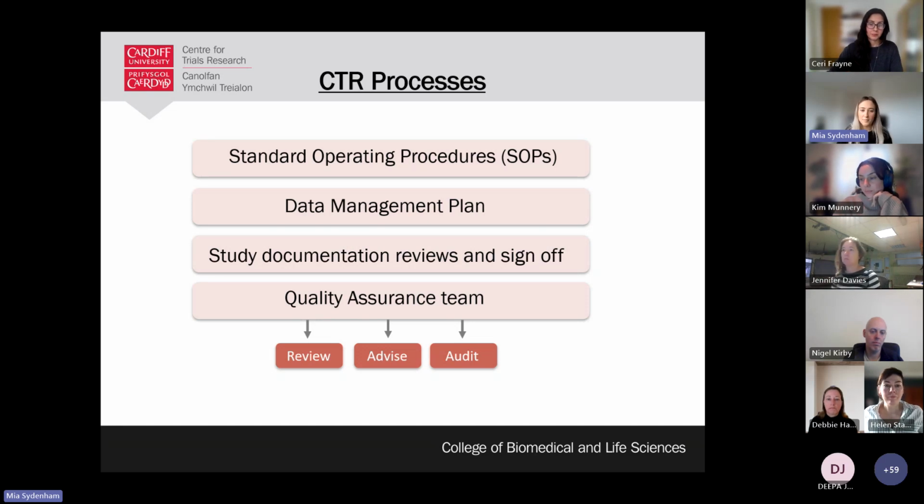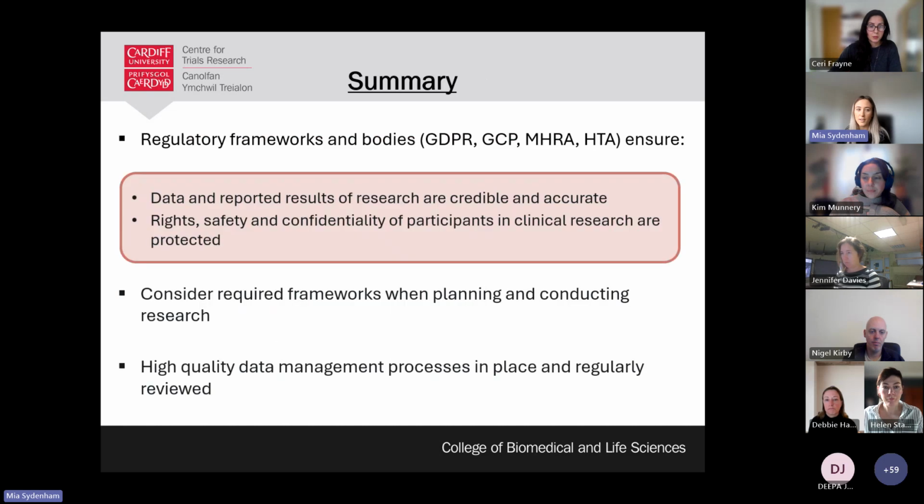And then lastly, as I just mentioned, we have a dedicated quality assurance team. So their job is particularly important in terms of making sure the work we're carrying out is adhering to the required regulations. So they mainly carry out reviews of our documents and processes, advise on regulatory issues, and conduct internal audits of our data management processes and studies to ensure quality and compliance.